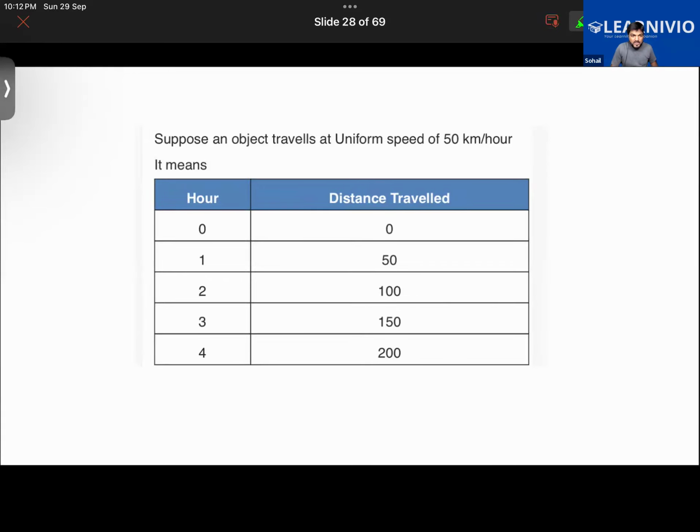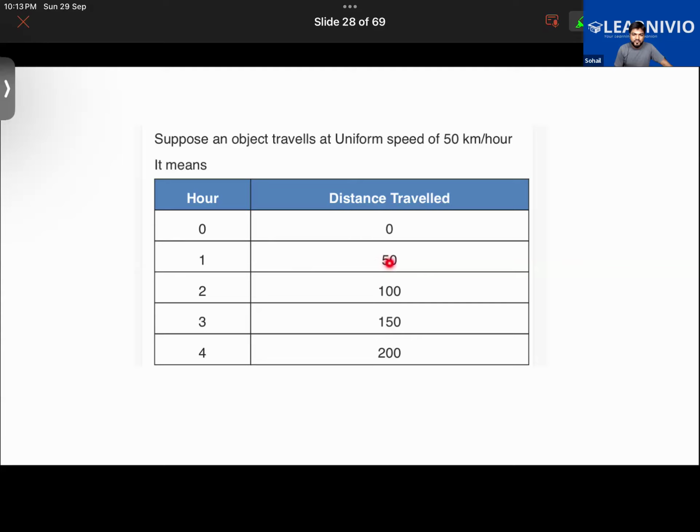Okay. Let's consider a situation where an object is traveling at a uniform speed of 50 km per hour. What will that mean? When the object starts to run from rest, initially it is at 0 hour time, and the distance would be zero. But when 1 hour passed, the vehicle traveled a distance of 50. Another hour passed, the vehicle traveled a distance of 100, and so on like this.